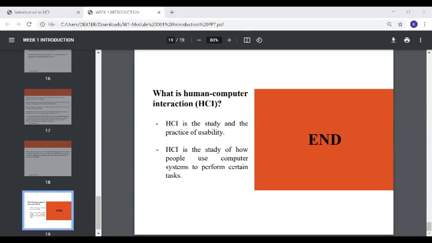HCI is concerned with the methodologies and processes for designing interfaces, the methods of implementing interfaces, and developing new interfaces and interaction techniques. A long-term goal of HCI is to design systems which minimize the barrier between the human's cognitive model of what they want to accomplish and the computer's understanding of the user's task.